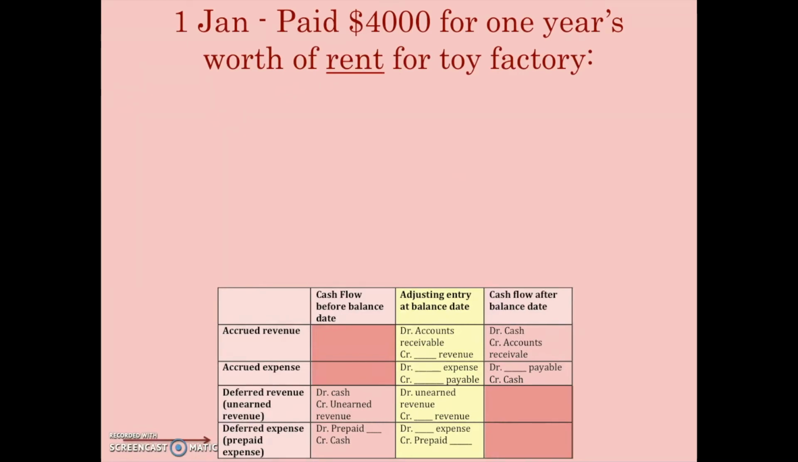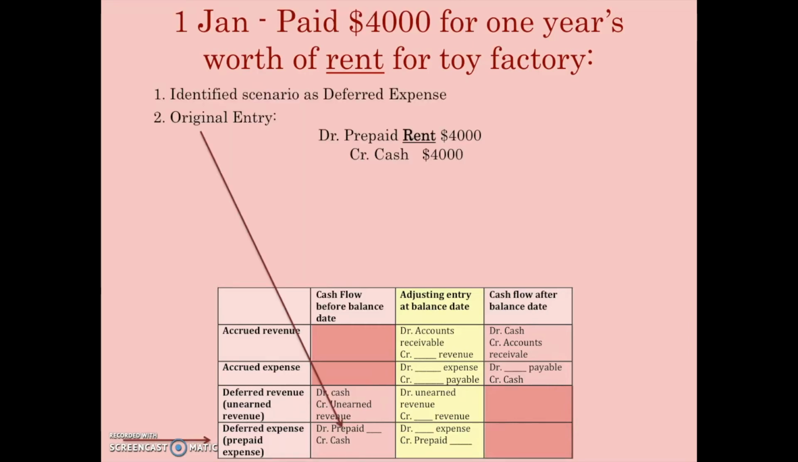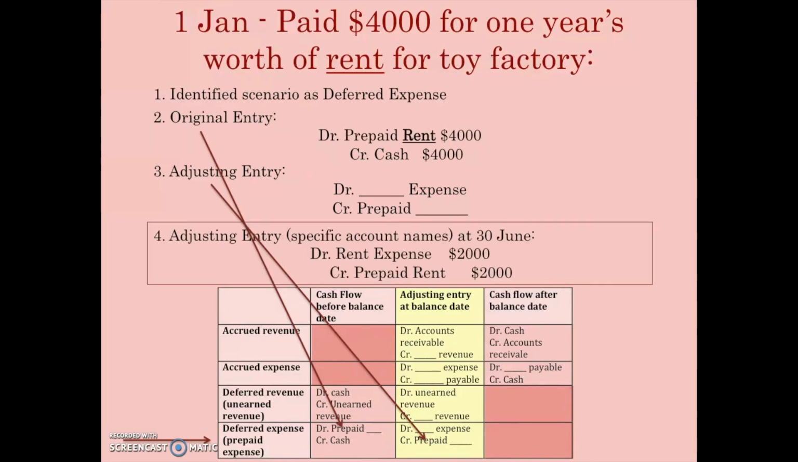So say on 1st of January, we paid $4,000 for 1 year's worth of rent for the toy factory. So first, we identified the scenario as deferred expense, and secondly, we found out that the original entry is debit prepaid rent $4,000 and credit cash $4,000, and the adjusting entries would be debit something expense and credit prepaid something. So therefore, the adjusting entry at 30th of June, which is half of the year, will be what it is in the adjusting entry column, which is debit rent expense $2,000 and credit prepaid rent $2,000.